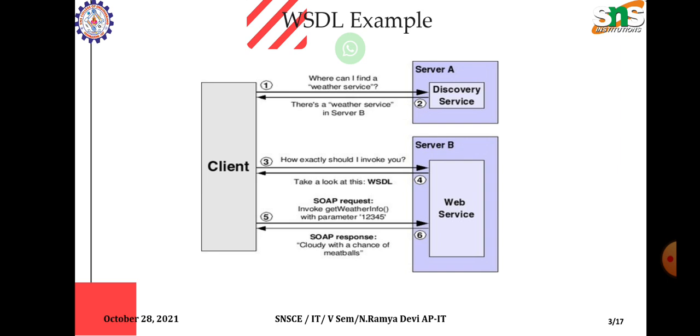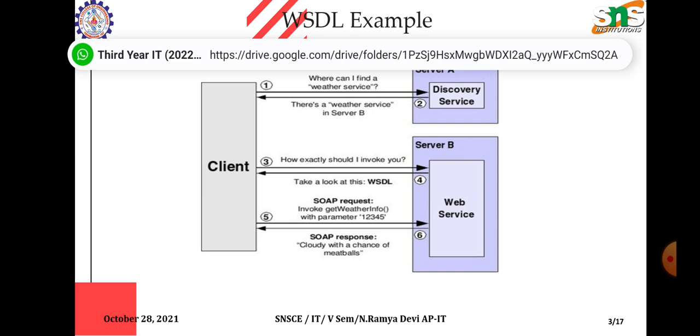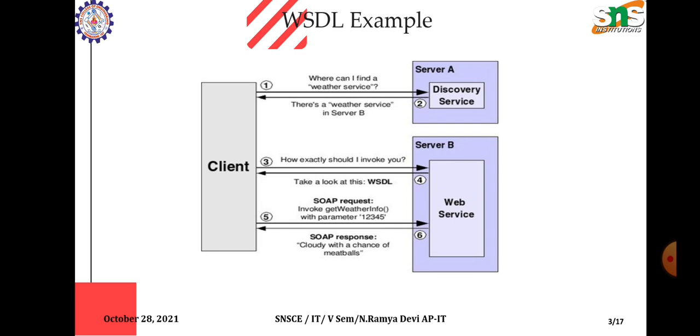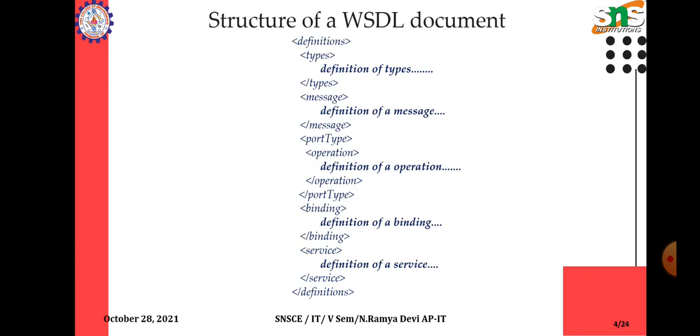So first we have to take a look at this WSDL file, and then we can invoke the SOAP request. We can invoke the get weather information with a parameter like 1, 2, 3, 4, 5, and then the SOAP response is given back to the client with the weather report.